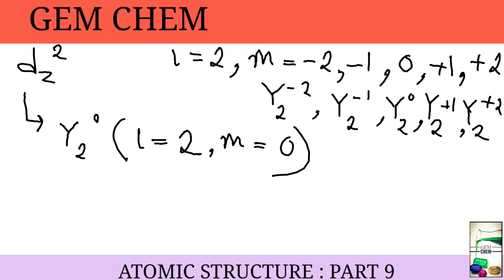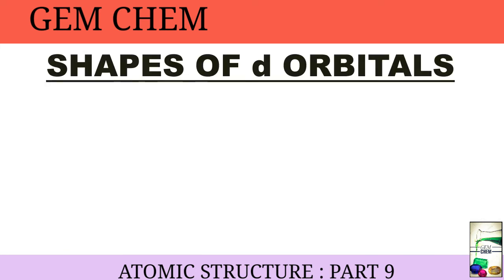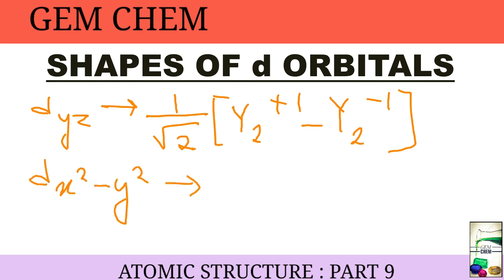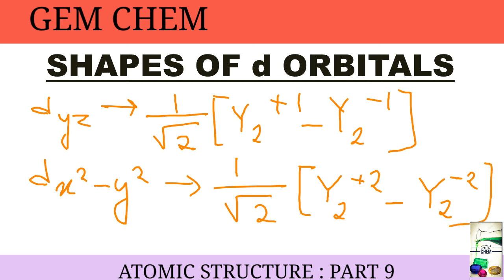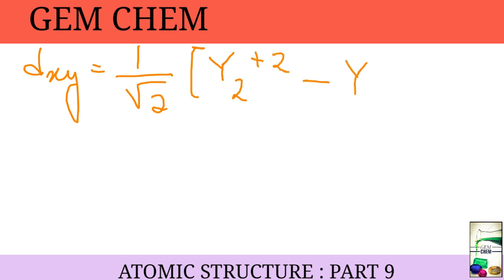Now for dz square, the combination is Y 2 0 only, where L equal to 2 and m equal to 0. And for dxz, it will be equal to 1 by root 2, again a linear combination. When two directions are involved, we usually take the linear combinations. So this is Y 2 plus 1 plus Y 2 minus 1. And for dyz, it will be 1 by root 2 into Y 2 plus 1 minus Y 2 minus 1. And for dx square minus y square, it will be 1 by root 2 into Y 2 plus 2 plus Y 2 minus 2. And for the last one, that is dxy, dxy equals 1 by root 2 into Y 2 plus 2 minus Y 2 minus 2.